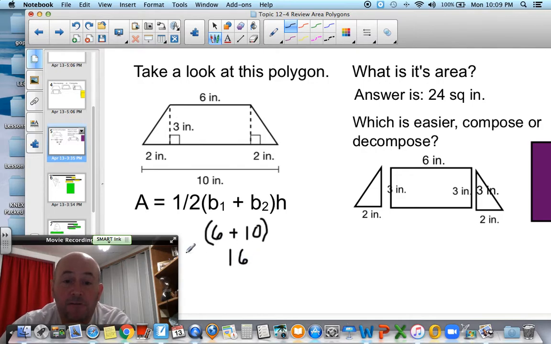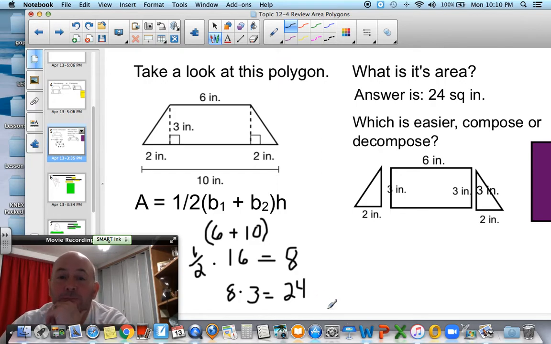Well, now we have to do 1/2 times 16, 1/2 of 16 equals 8, okay? So now we have everything done inside the parentheses, so now we multiply that answer, 8, times the height. Well, the height is 3. So if we take 8 and we multiply it by 3, we get the answer that is 24 square inches. Okay? So that's how we would solve finding the area of a trapezoid using the formula.